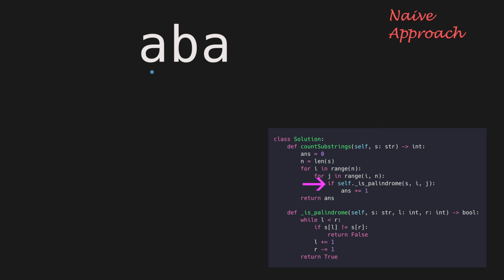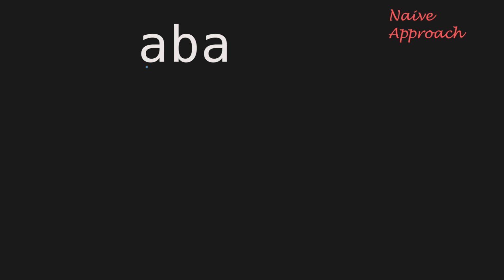And for each substring, we check if it is a palindrome by using a helper function, where we start comparing the characters from both ends of the substring and move towards the center. And if the substring is a palindrome, we'll increment our answer counter, which we will return after checking for all substrings. For example, for this string, we will generate the substrings starting with A like A, AB, ABA, where the substrings A and ABA are palindromes. So our count becomes 2.